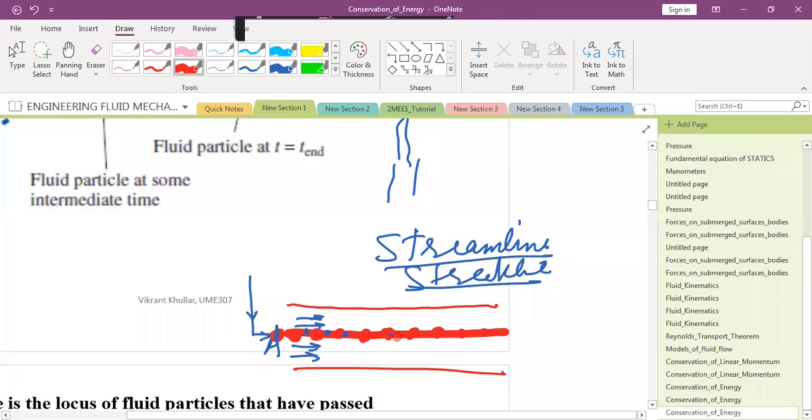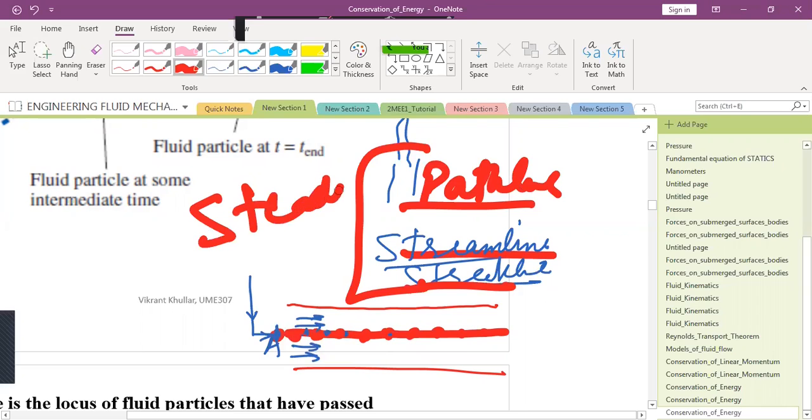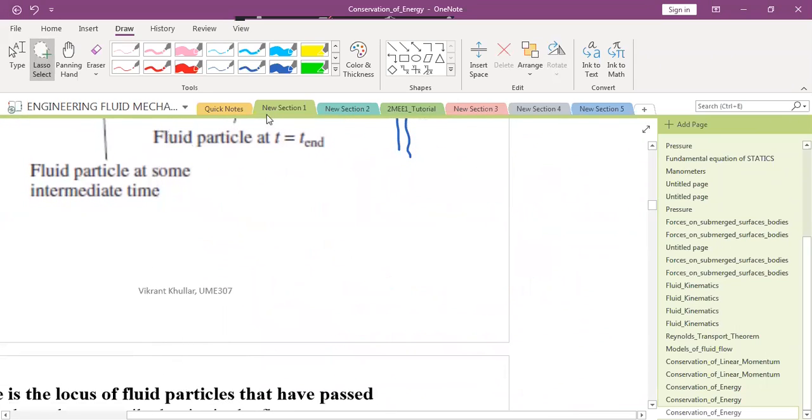So please remember, path line, streamline and streak line, they are coinciding when it is a steady flow. Now think and tell me within a minute, why do they not coincide in unsteady flow? Give me some physical insight into it.